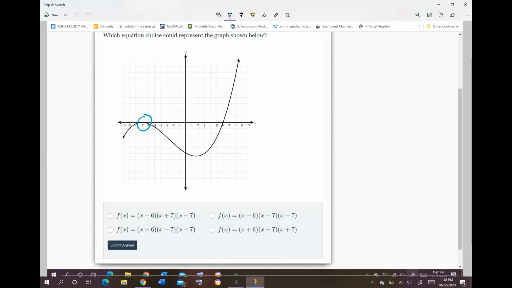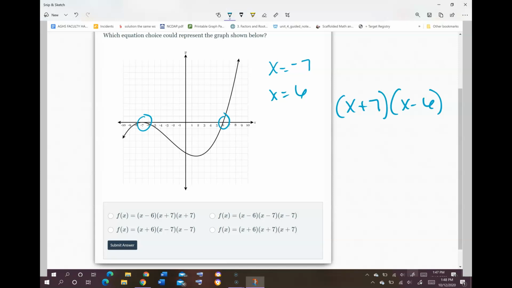So I have a root at -7 and at 6. So x equals -7 and x equals 6. Write it in factored form. X plus 7, x minus 6. It touches at -7, so that gets a squared, and it crosses at 6, so I leave it alone. Now remember that 2, also, it ends pointing up, so we don't have to worry about the plus or minus because it's already a plus.